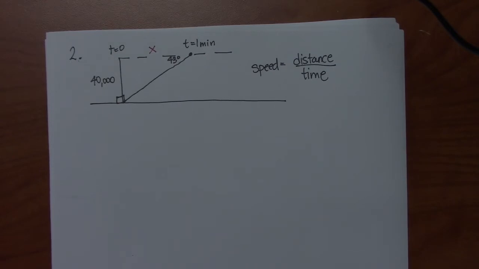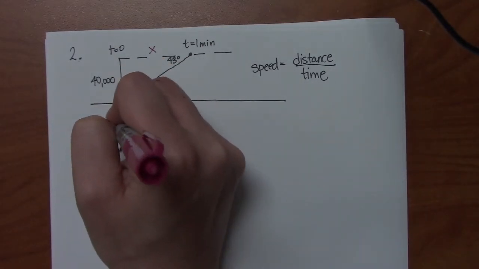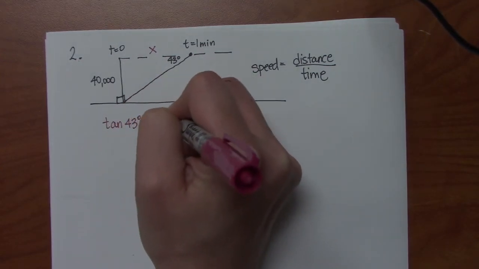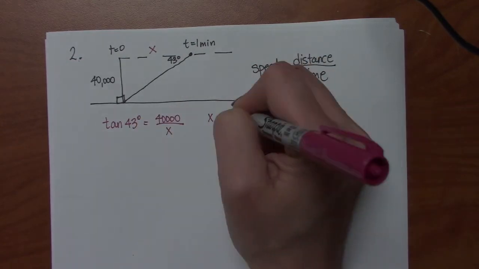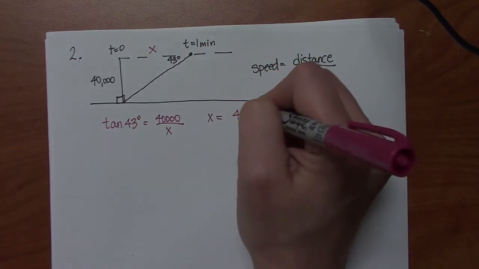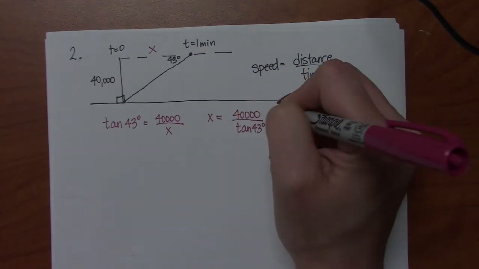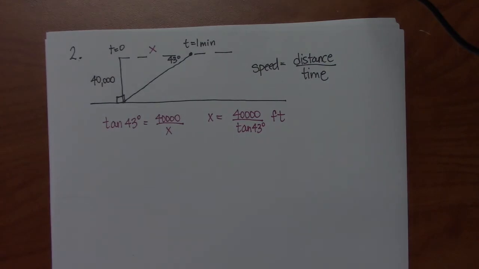So x is the adjacent side to the angle, right? 40,000 is the opposite side. So we're going to use tangent. So tangent of 43 degrees is 40,000 over x. So x is 40,000 over tangent of 43 degrees. And this is in feet, because 40,000 was in feet.